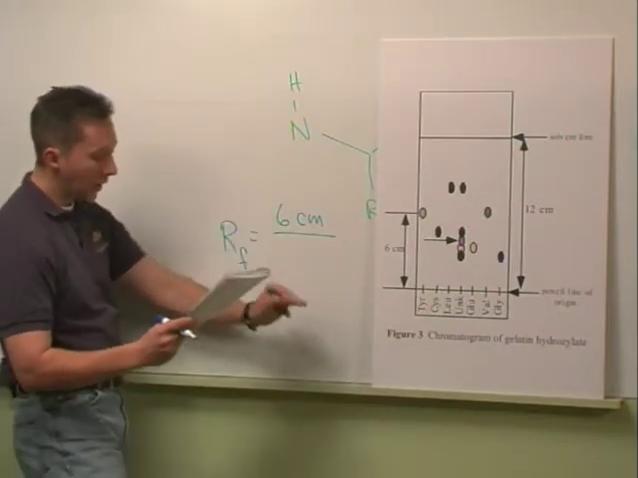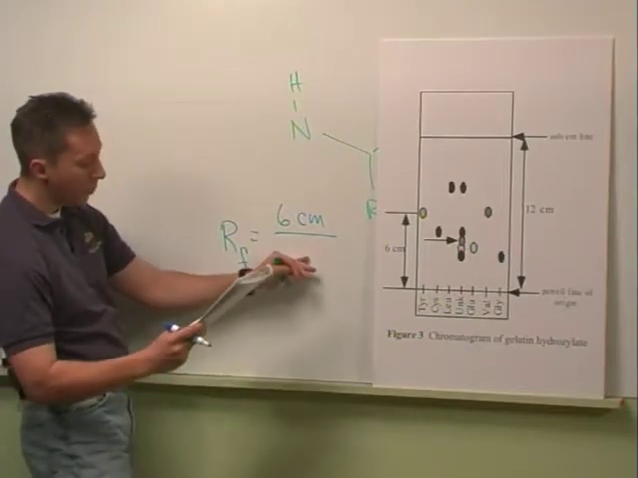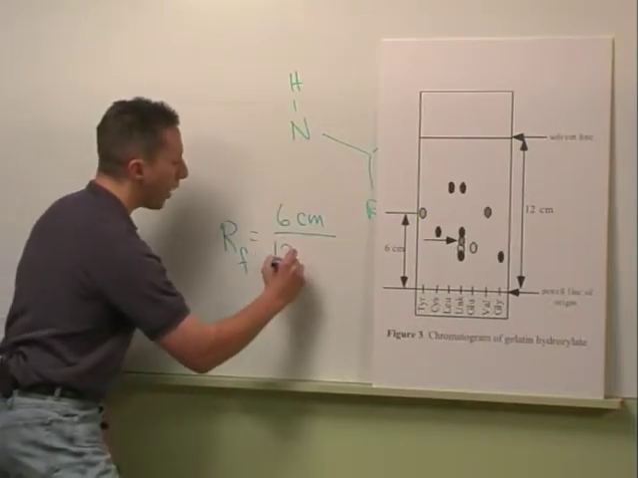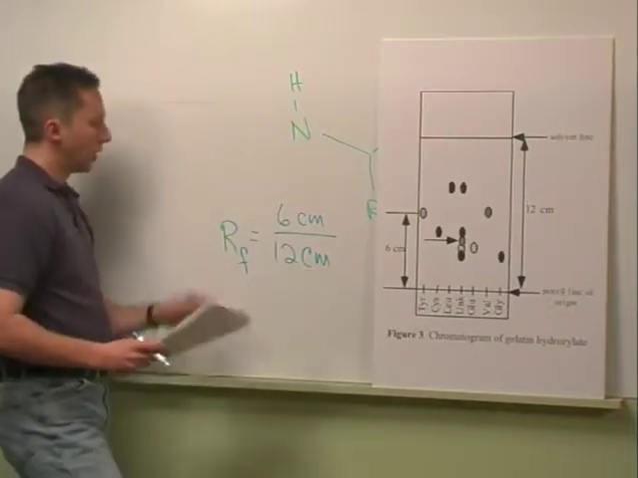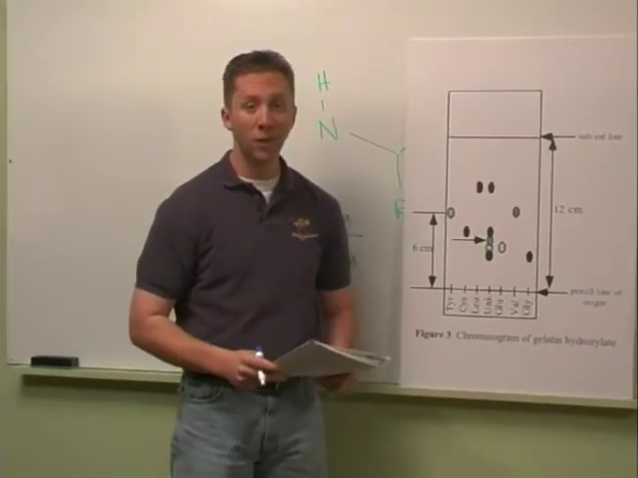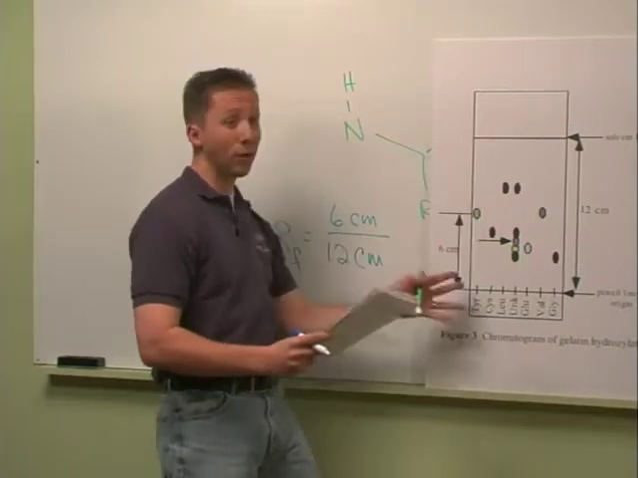And looking again at the formula, the denominator here would be the distance from the origin to where the solvent went to. That would be 12 centimeters. 6 over 12 is 0.5. Best answer for 181 must be B. Simple math problem. Actually, interpret graph math problem.